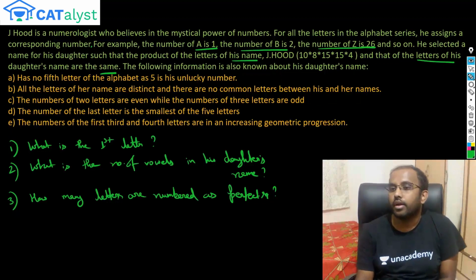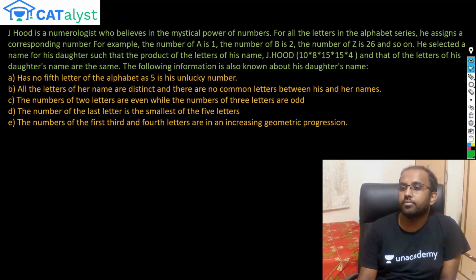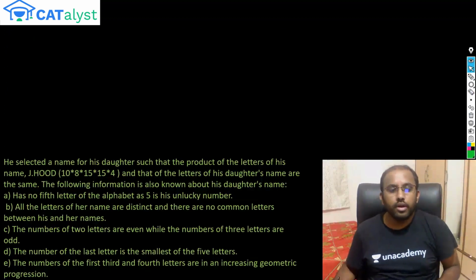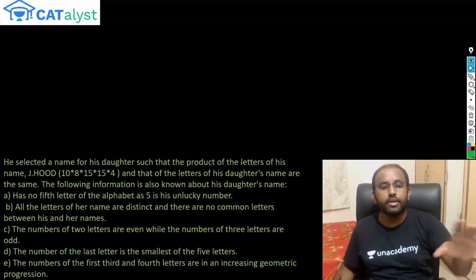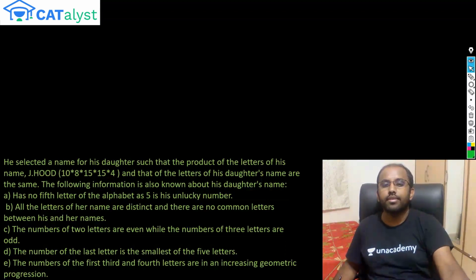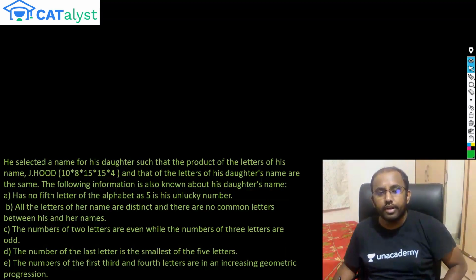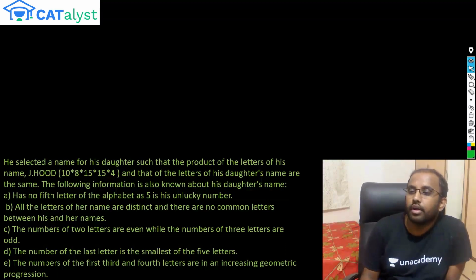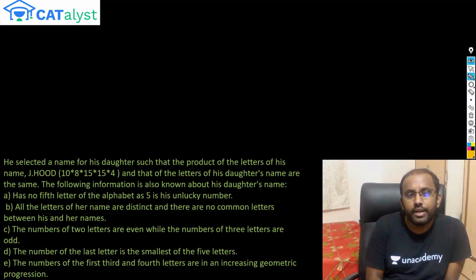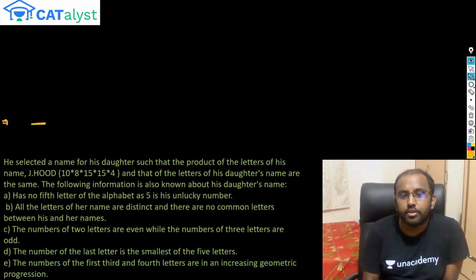Okay, now let's do this, guys. Let's solve this question. All the important points are written here. He selected a name for his daughter such that the product of the letters of his name, J-H-O-O-D, 10 into 8 into 15 into 15 into 4, and his daughter's name are the same. So now let me make this. In the first go, let's make one case. There are 5 letters in his daughter's name also, 1, 2, 3, 4 and 5.